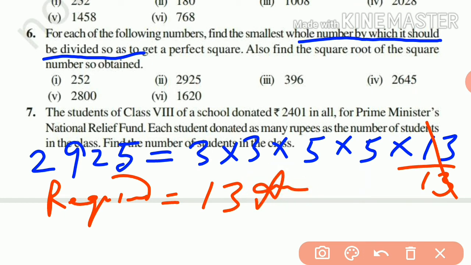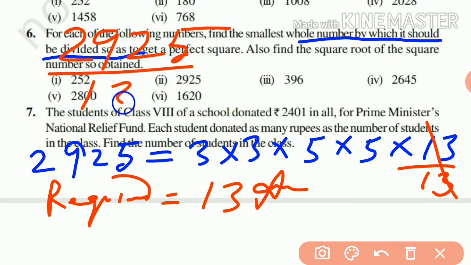And next, find the square root of those numbers which you get. So here when we divide 2925 by 13, we will get 225. 13 times 2 is 26, 13 times 5 is 65, 13 times 225. Now find the square root of 225.